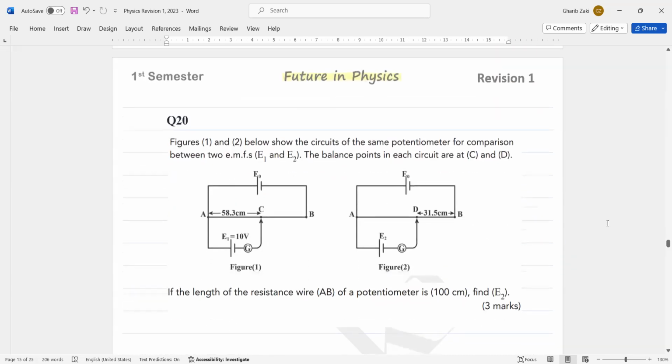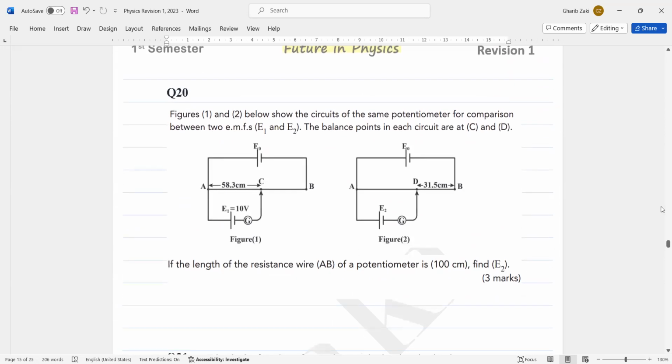Now, next question here. Try to think of this, please. We said here, this is comparing the potential difference. The figure 1 and 2 below show the circuits of the same potentiometer for comparison between E1 and E2. The balance points in each circuit are C and D. If the length of the resistance AB of the potentiometer is 100 centimeter, I advise you to leave it in centimeter to be easier.